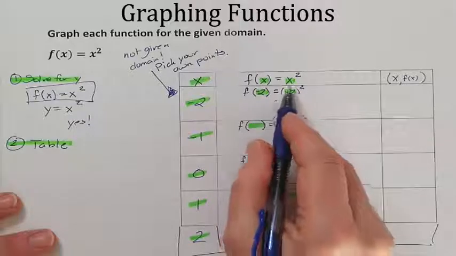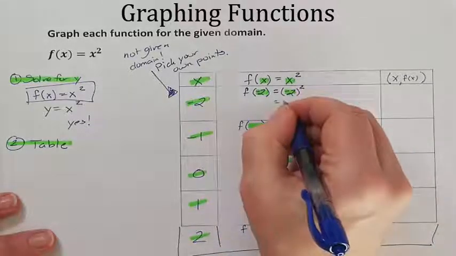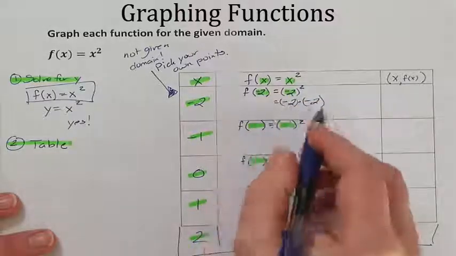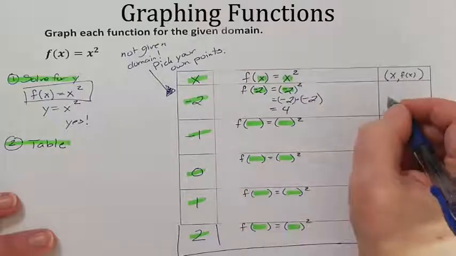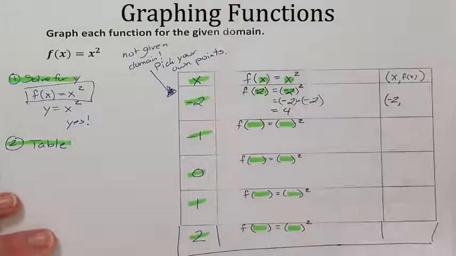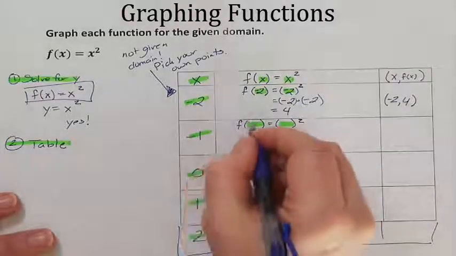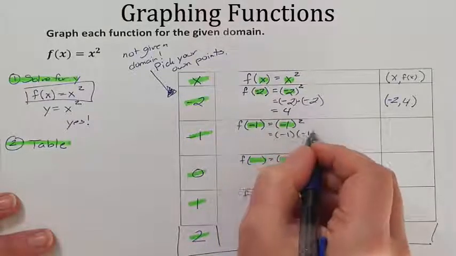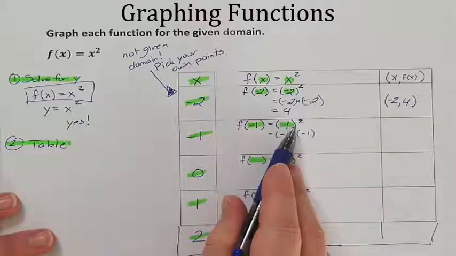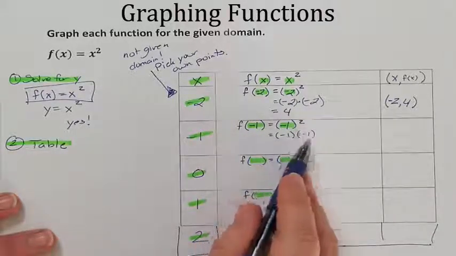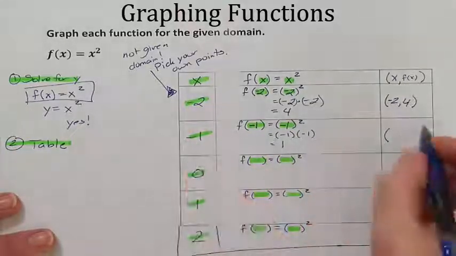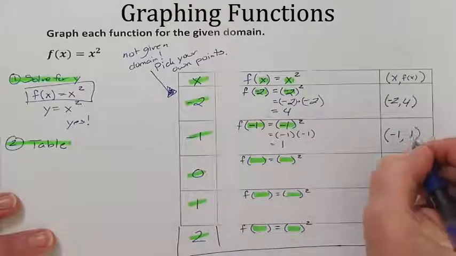So the quantity of -2, that all raised to the second power, is technically -2 times -2. If I had -2 times -2, I ended up getting a +4. So when I used -2 for my green highlight, I got an answer of +4. Now we need to do the next one. The green highlight is -1. The entire quantity of -1 raised to the second power is technically -1 times -1, which is a +1. So when I used -1 for my green highlight, I got an answer of 1.